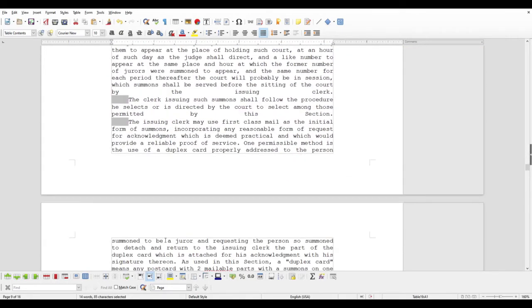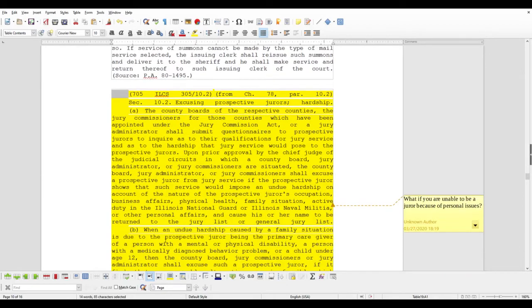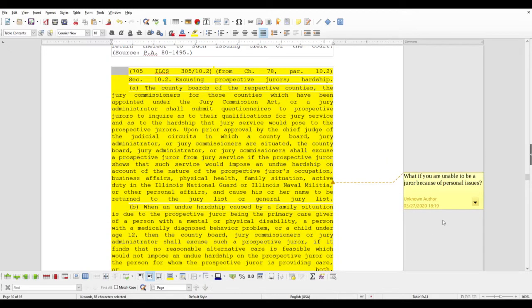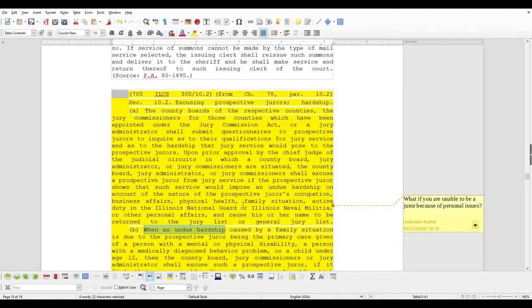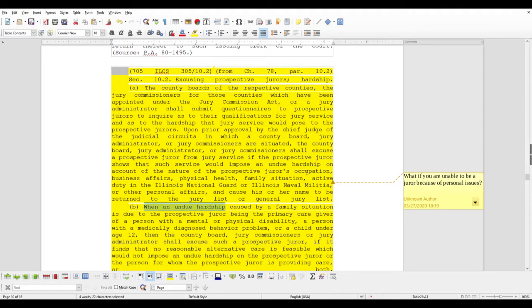Anyway, moving on. The next question is: what if you're unable to be a juror because of personal issues? Well, they have provisions for that, right? So basically, if the duty is going to cause a hardship, then you can be excluded, right? I'm just going to sum it up with that, right? Because it goes into details on what type of hardship, but honestly, a hardship is a hardship, right? So I'll read some of the details.